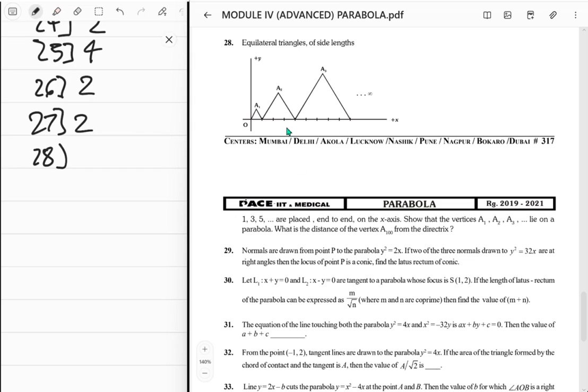Hey, you know what? The sum of the first n odd numbers, that's supposed to be what? It's supposed to be the square, right? Yeah. Okay. Show that the vertices A1, A2, A3, right? These vertices lie on a parabola. What is the distance of vertex A100 from the directrix? Right, okay, it's doable, I think. And it's not that bad. Just need to figure out what the sequence is behaving like.